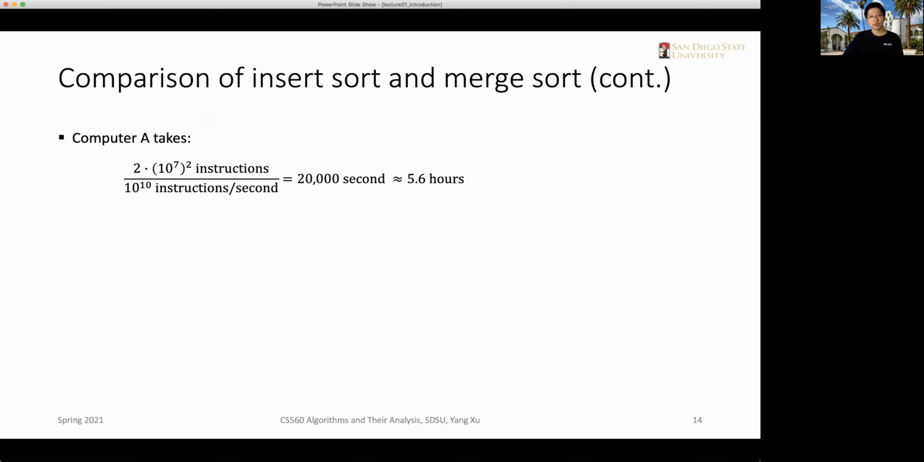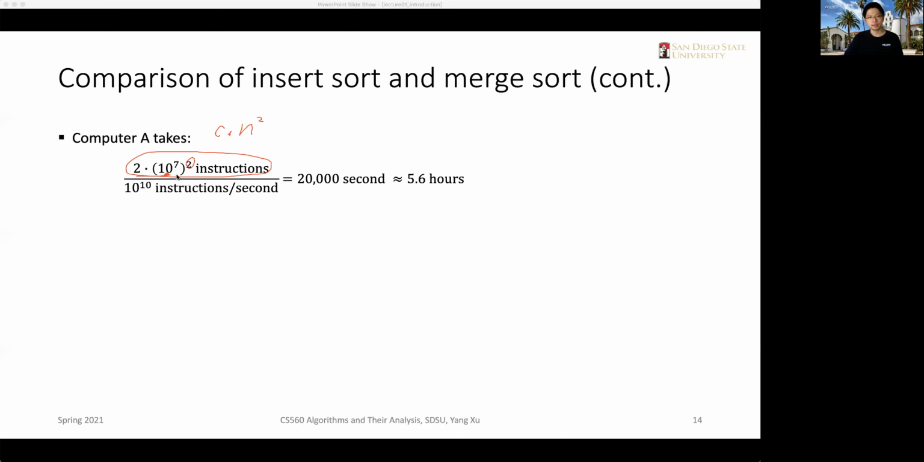So the total number of instructions is the numerator here, which is 2 times 10 to the power 7. This is n, the size of the input, raised to the power of 2, because that's determined by the formula of the insertion sort. Insertion sort assumes that we need to use C1 times n to the power of 2, right? N squared. And C1 is 2.